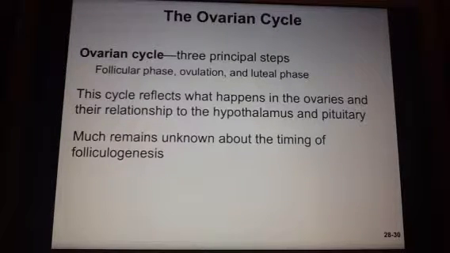So let's look at the ovarian cycle within that sexual cycle. So we see the follicle phase, the ovulation, and then the luteal phase. This reflects what's happening just in the ovaries. But again, we don't know a whole lot about the timing of the development of the follicles. There is quite a bit that is still a mystery.